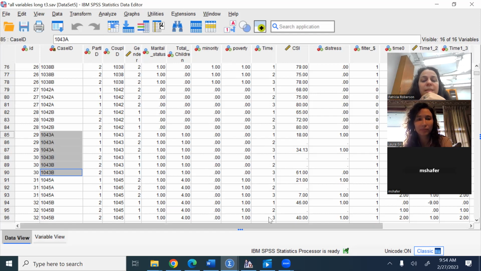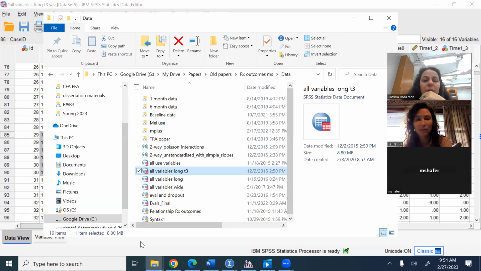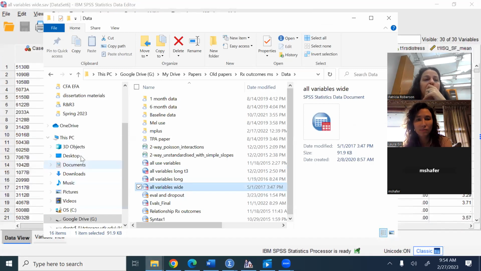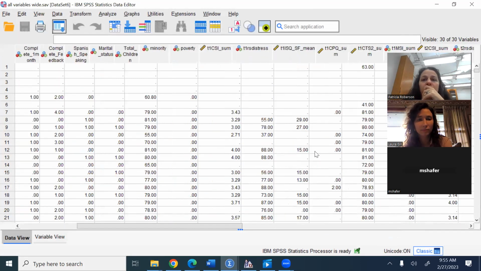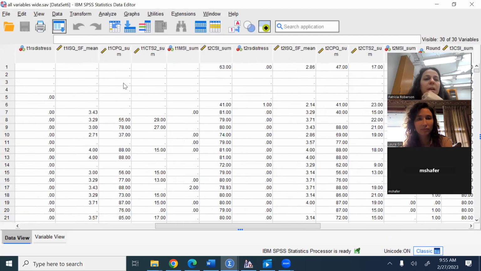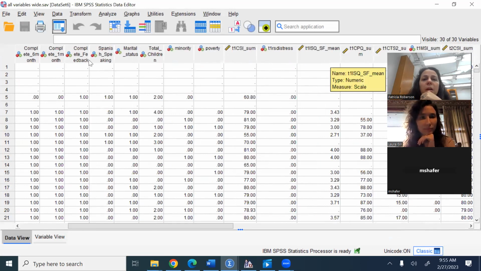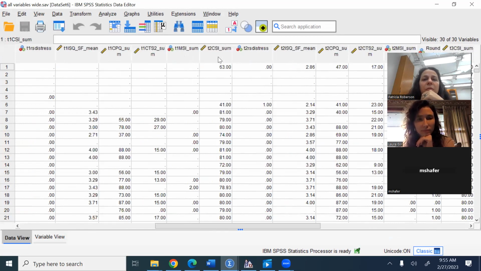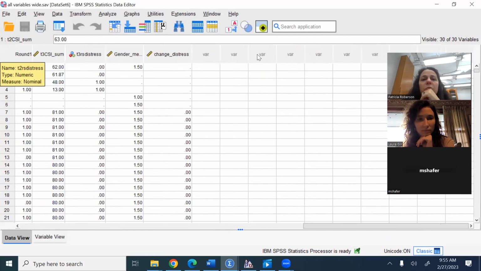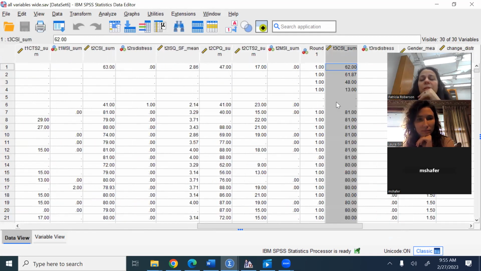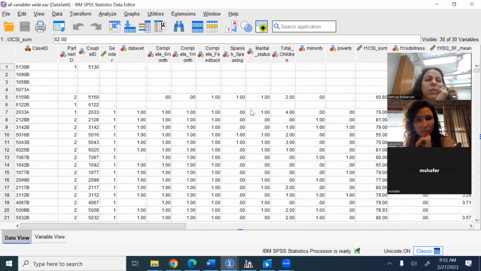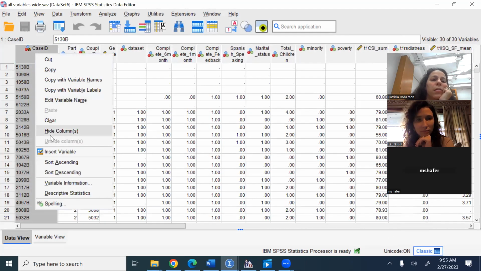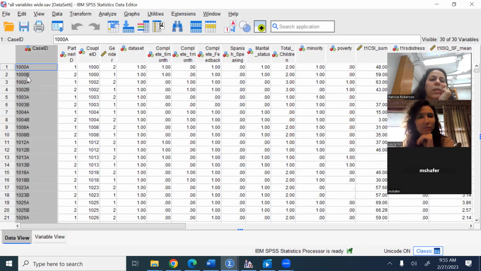And then the same data I have wide. So you see time 1 for CSI, and then you have to scroll to see time 2 for CSI, and you scroll for time 3, there it is, time 3 CSI is right there. You see just one couple ID because of the wideness of it.